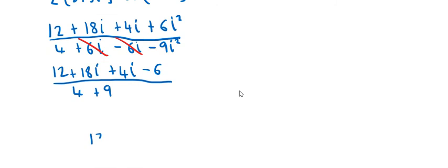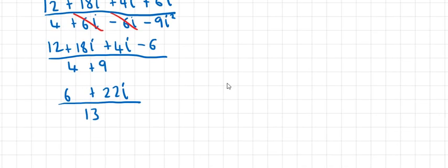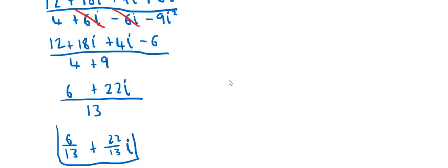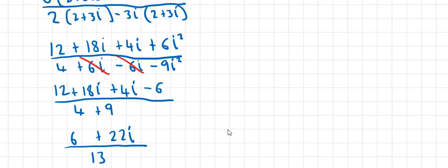And then it's beginning to look a little bit nicer. So 12 minus 6 on top would be 6, because we're just putting the real parts together now, and 18i plus 4i would be 22i. And then we're almost finished, so that's our answer really. You can divide 13 by both of them, so 6 over 13 plus 22 over 13i. So that's a complex number then, in the form a plus bi, like what we wanted.